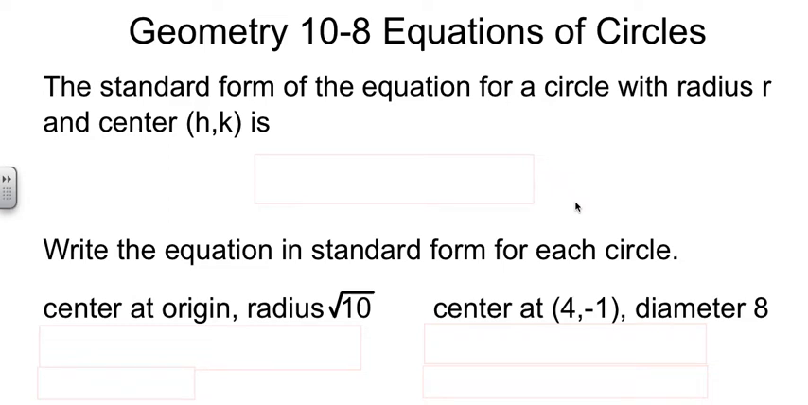This is Geometry, Chapter 10, Section 8, in which we will be studying equations of circles. When we're talking about a circle, remember we can find the circle knowing the center and knowing the radius. If we want to write the algebraic equation for such a circle, if we're in a coordinate graph, and I know the radius is r, and I know the center is some point (h, k), then the equation looks like this: (x minus h) squared plus (y minus k) squared equals r squared.